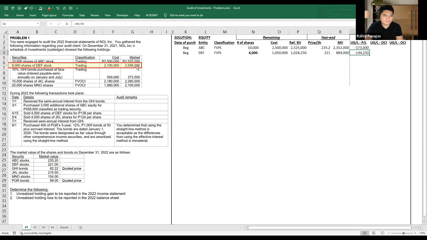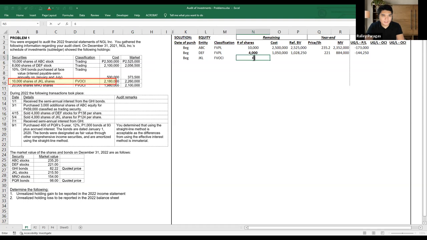Okay, next holding. GHI, what is this GHI? These are bonds, so we'll do that later. Equities first, so let's proceed to the next holding. For JKL, you have 10,000 shares at the beginning of the period. So let's put beginning holding for JKL. What's the classification? FVOCI, so you have FVOCI investment in equities. How many remaining shares do we have for JKL? You have an initial holding of 10,000 shares. Then look below, you sold 4,000 JKL shares on May 4, 2022. So coming from 10,000, you sold 4,000. How many do you have remaining? 6,000.